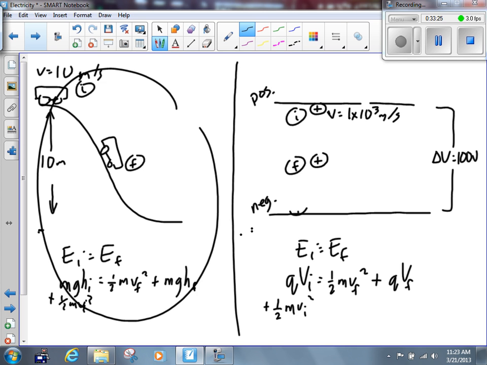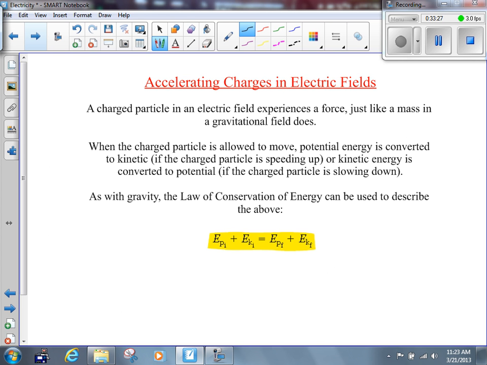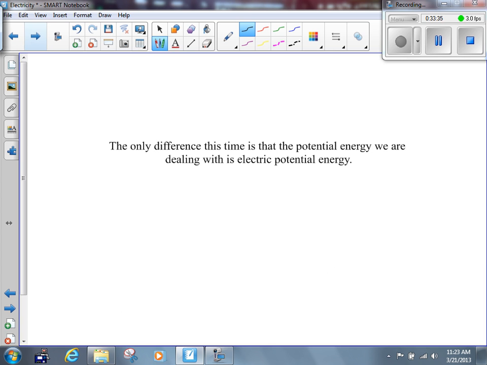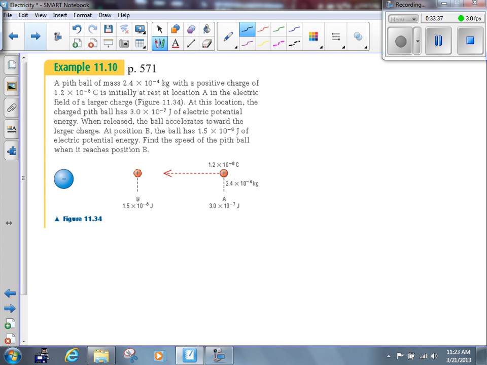The notes that I copied for you are right here. I'm not going to go through those because we've essentially just described what these notes say, just in a bit of a different way. I want to go straight to example 11.10 on page 571 and get that done before the end of class so you're able to do that worksheet question for Tuesday.